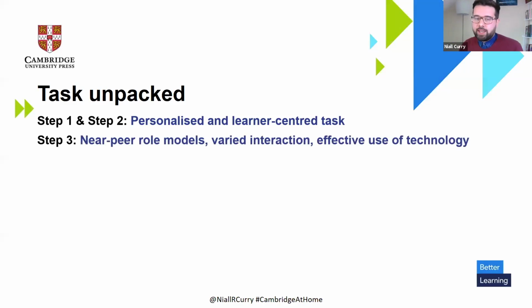In step 3 then, we're talking about getting the students to come to class, and we put them into breakout rooms. So in step 3, what we're looking at is the idea of using near-peer role models. So how are we strategically grouping these students together? We're going to put students together who can support one another, students who have experience of doing this type of thing before, and who can help scaffold one another through the process.